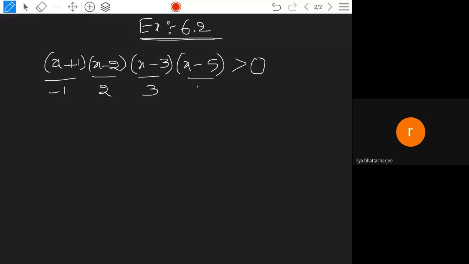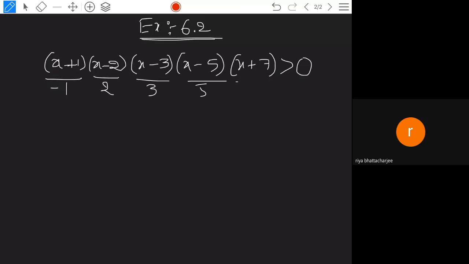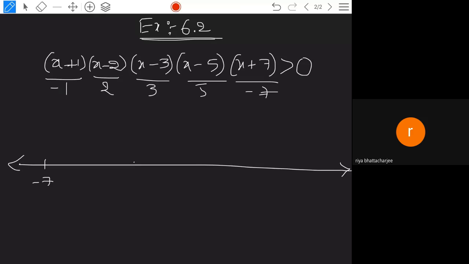These numbers are already in ascending order. Suppose along with this I have given one more factor, x plus 7, greater than 0. So the 0 of this one is minus 1, this is 2, this is 3, this is 5, and this is minus 7. On the number line you mark these numbers: minus 7 approximately, here minus 1, somewhere 2, 3, 4, and here 5.